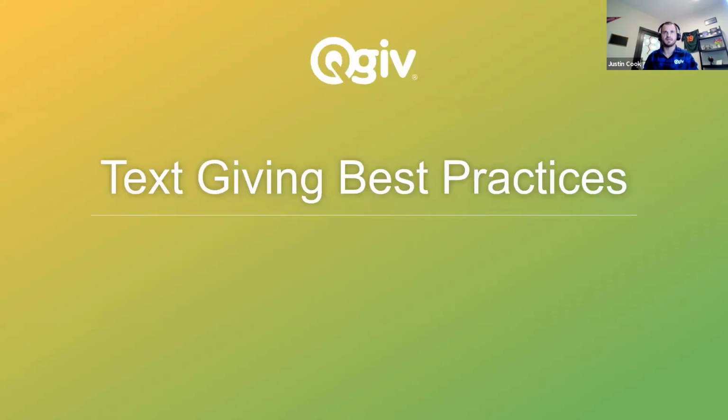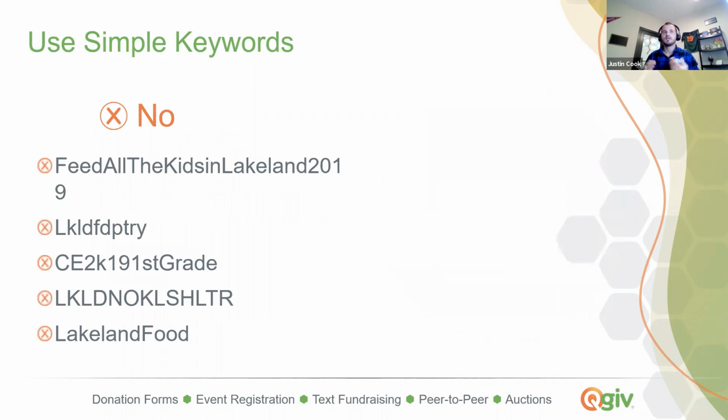So let's go over some text giving best practices. First and foremost, keep your keywords simple. We call it KISS, keep it short and simple. We've heard that over and over again. The harder and the longer your keyword is, the more likely your donors are going to forget it, and the more likely that autocorrect messes it up or your donors mess it up themselves. So keep your keywords short and simple.